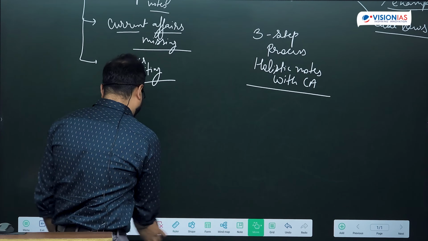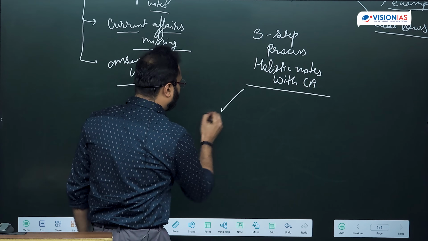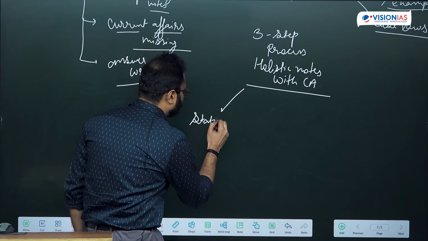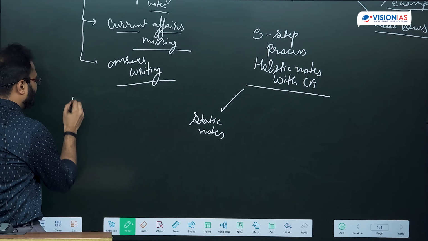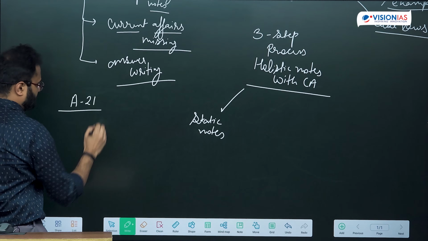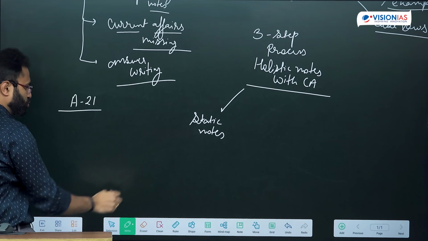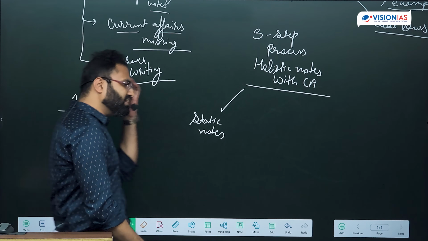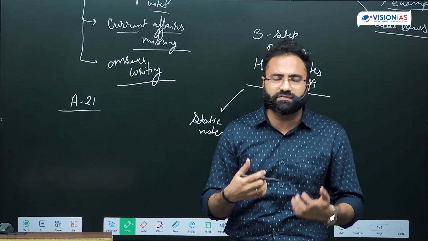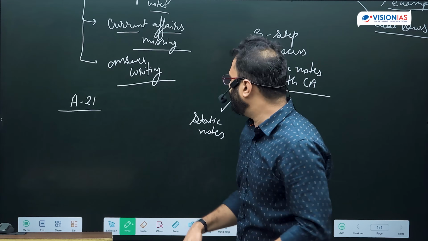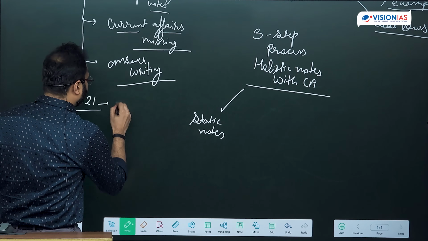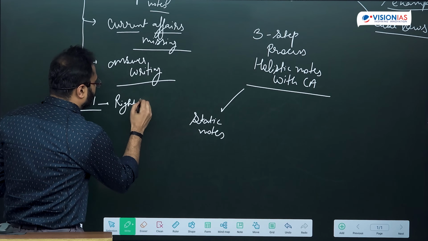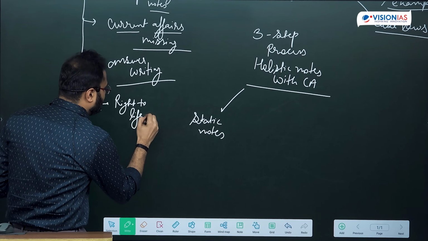In the first step, what are you going to do? You are going to prepare the static notes. Right. Now let's take the example of Article 21. Assume that this is an A4 sheet. With respect to the static notes, obviously there was a certain evolution of Article 21 of the Indian Constitution, which talks about the right to life and liberty.